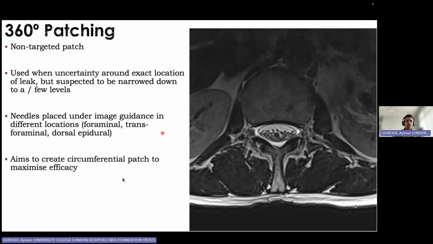A brief word on something called 360-degree patching. This is a type of non-targeted patch, and it's used when we don't really know where the site of the leak is, but we think it may be in a certain area. So the idea is to try and get blood or fibrin in multiple different locations. Instead of injecting just into the posterior space, we'll try and get something towards the side, something towards the front, at the same level or at different levels, with the idea of wrapping the dura with this sealing product, be it blood or fibrin, to maximize the chance of sealing the hole.